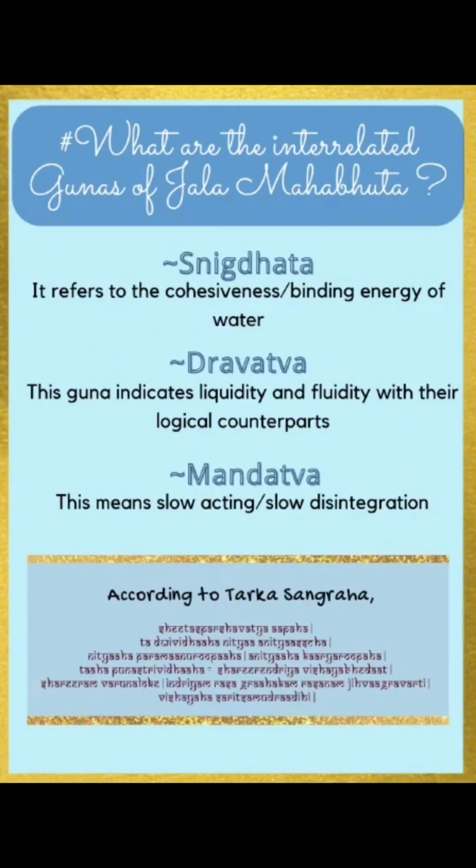Now, the second guna is Dravatva. This guna not only indicates liquidity or fluidity, but also their logical counterparts in the solid state of matter, like malleability, ductility, tensility, and elasticity. Dravatva refers to that property of materials which allows them to deform under compressive stress. It allows the substance to keep bending or changing shape and not break, by virtue of its stronger bonds.